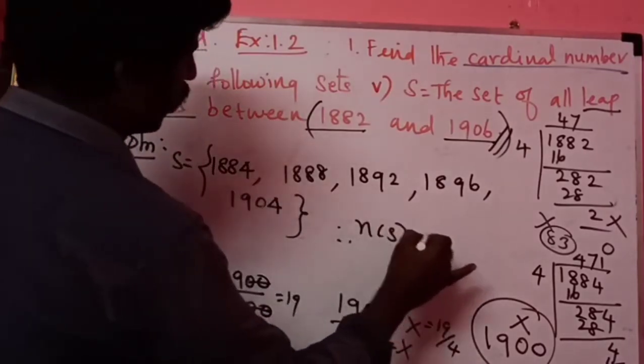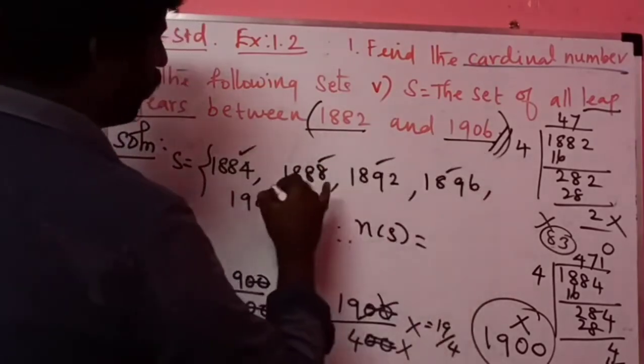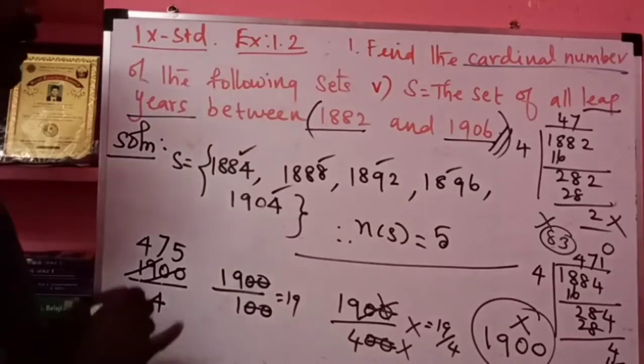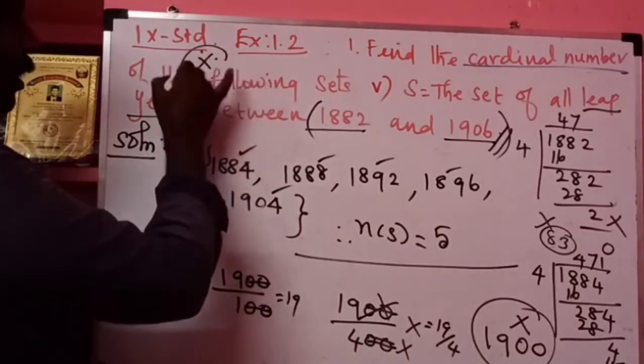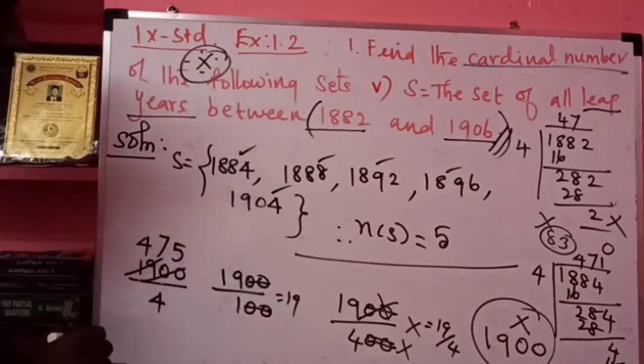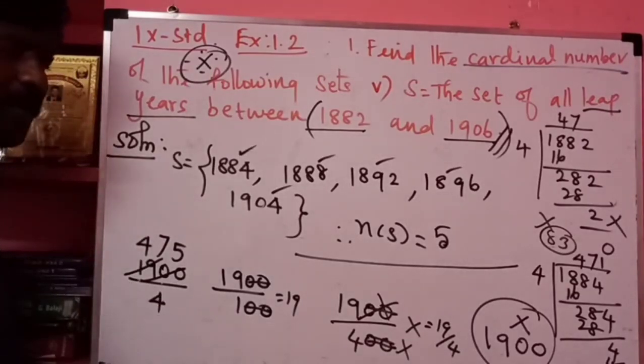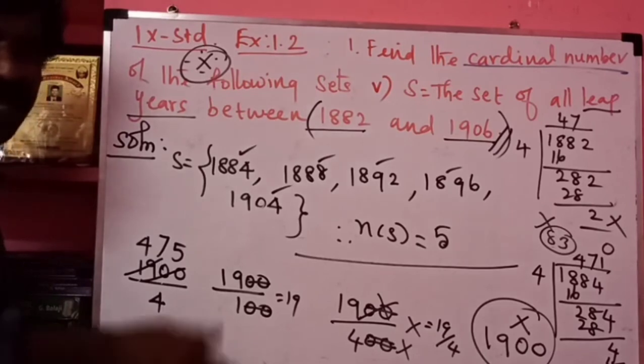So this is S equal to. Therefore, n of S is equal to how much? 1, 2, 3, 4, 5. n of S is equal to 5. Is it clear, children? These leap year questions are very important. They will ask them in the exam. Understand?